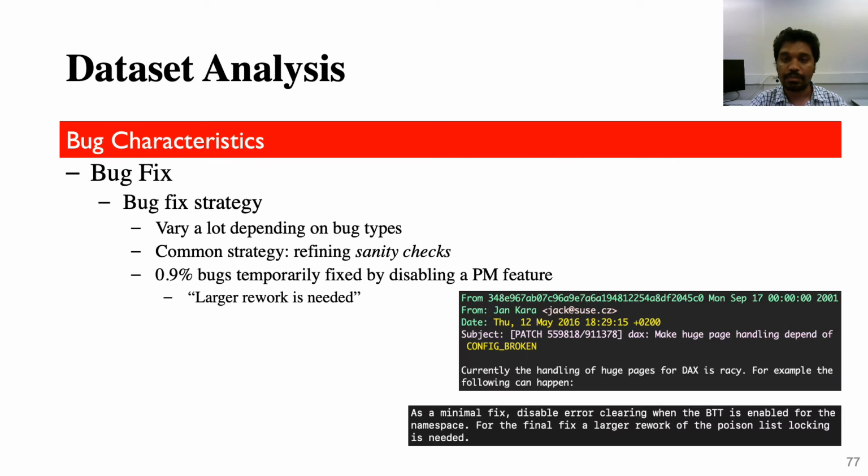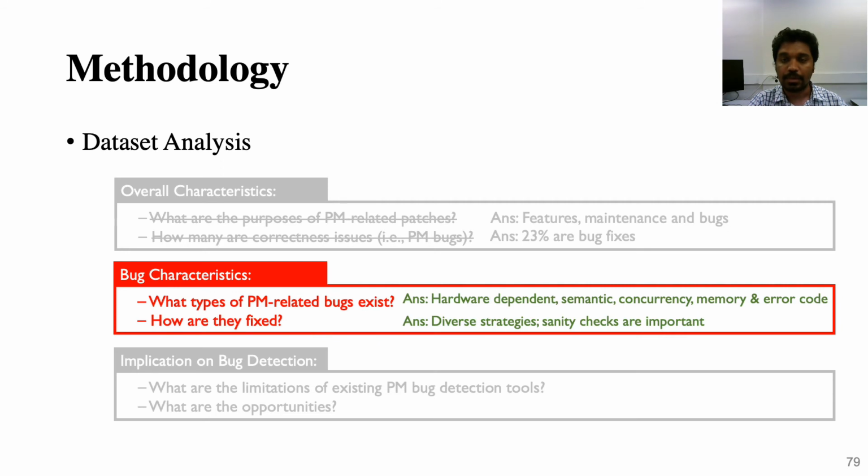In a few cases, we observe that kernel developers temporarily fix a bug by disabling a PM feature. For example, handling huge pages for DAX is disabled by making this feature depend on config broken. Developers also mention that such issues require larger rework. This further implies the complexity of PM bug fixes. In summary, we observe that PM-related bugs can be broadly classified into 5 types. For bug fixes, developers employ diverse strategies and sanity checks are important.